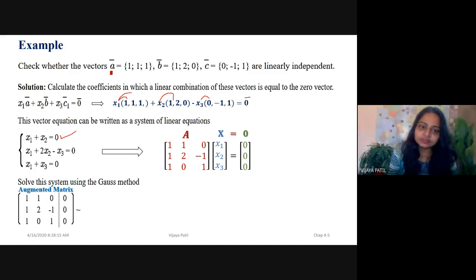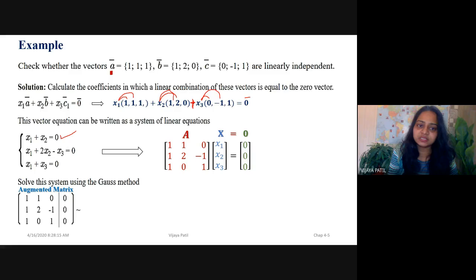Second would be like this. It will go from here. Then that means it is x1 plus 2x2 minus... Actually, I think I made a mistake here. Instead of minus, consider this as a plus. I'm sorry for this. Please make a note of this. This is a plus sign. Then it is minus x3 is equal to 0. So I've got my second equation, x1 plus 2x2 minus x3 is equal to 0.